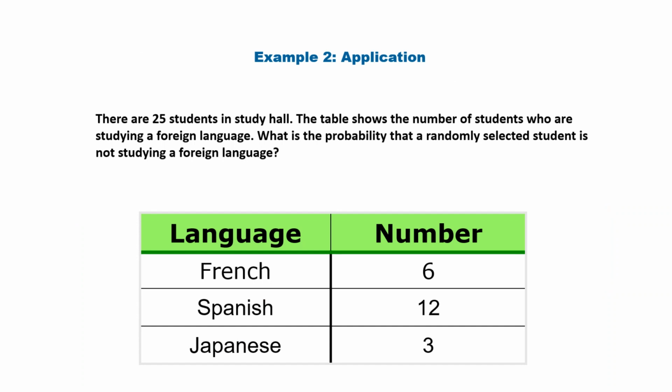Here's an example. There are 25 students in study hall. The table shows the number of students who are studying a foreign language. What is the probability that a randomly selected student is not studying a foreign language? All right. So if we know that there are 25 students in all, but the number of students that are studying a foreign language are 12 plus 6 is 18, 21. So that tells us something.